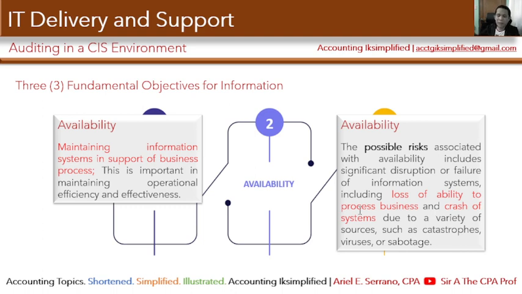It can happen due to a variety of sources. Maaring nagkaroon ng catastrophe, nagkaroon ng virus na infiltrate ng mga malware or mga malicious software ang information system, o kaya nasabotahe, kaya hindi na-access. Okay, so eto yung mga possible risks dito na kinakailangan naman talaga na napangalagaan. Okay? And dapat may mga control measures tayo dyan.